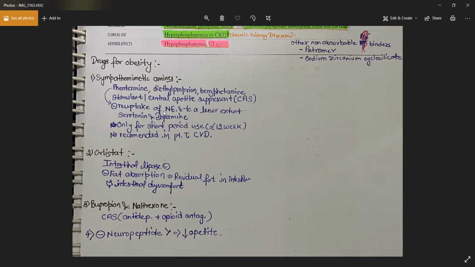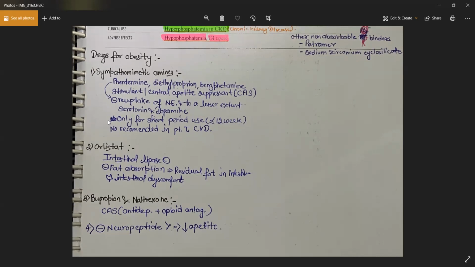So they are only useful for a short period of time, and in patients who have CVD or any kind of cardiovascular disease, you will avoid these agents. They are central appetite suppressants, and they also cause increased release of norepinephrine, serotonin, and dopamine. They are not recommended for any patient with cardiovascular disease.